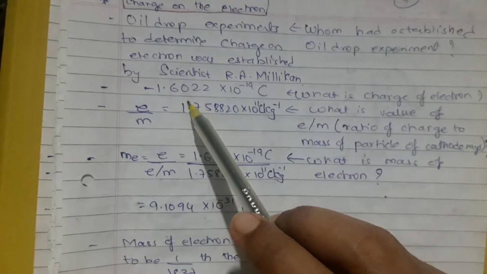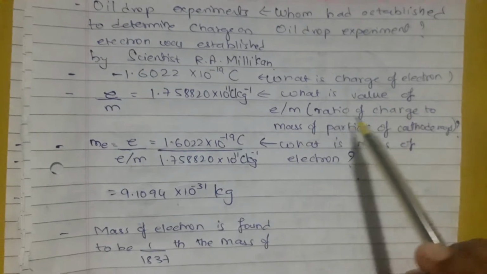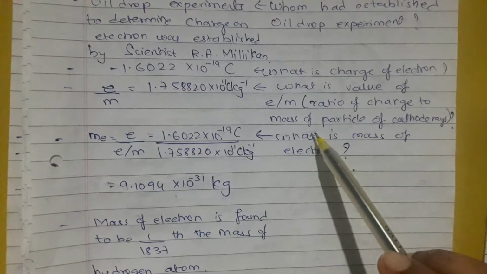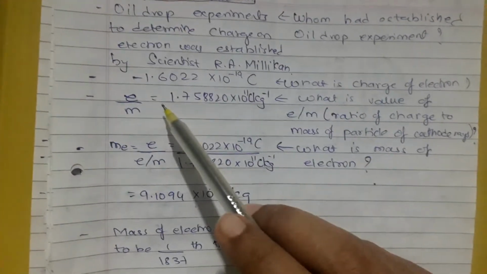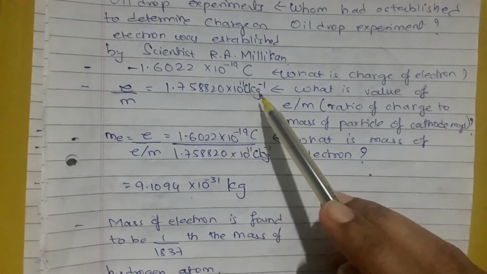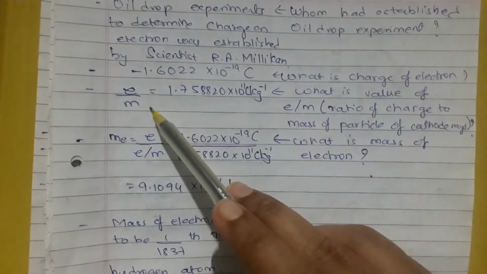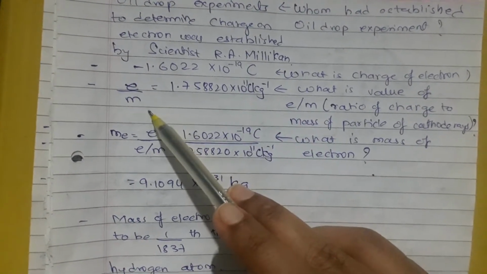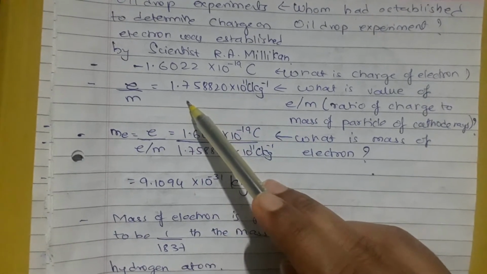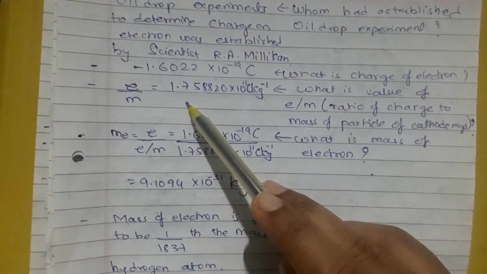What is the charge of the electron? The charge of the electron is minus 1.602 × 10^-19 coulomb. What is the value of the ratio of electrical charge to mass of the cathode ray, e/m? It is 1.758820 × 10^11 coulomb per kg. As we learned in the last chapter, this ratio of electrical charge to mass was studied by British scientist J.J. Thomson.